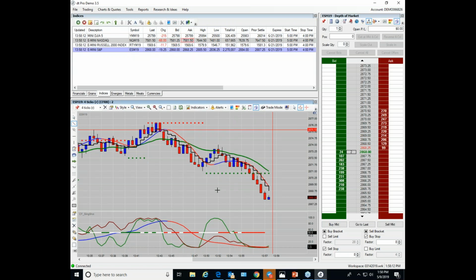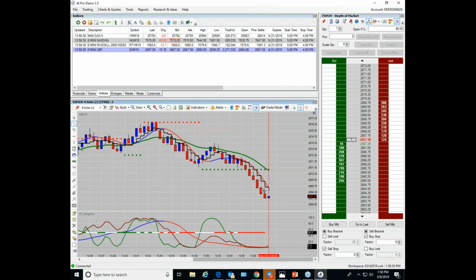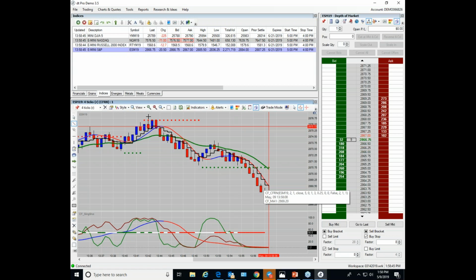Okay, so we're waiting for the pullback. Okay, so we're just waiting for it to pull back, okay? So let's see what happens, okay? So we're looking for a shorting opportunity in the indices, okay? And Brett, I know you're new. I'm glad you're here. Okay, that green line is all the way at the bottom.